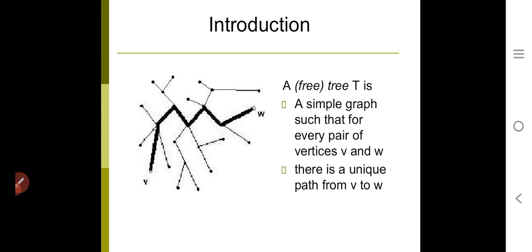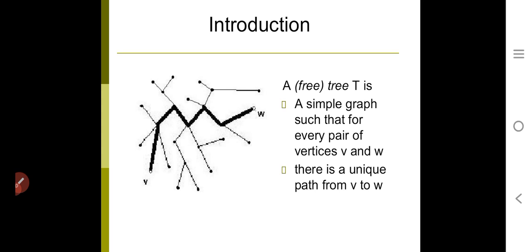Today we discuss the topic: basics of tree and spanning tree. This topic belongs to the subject graph theory, and this is for third year BSc Mathematics. First, we have to know the basics of a graph.